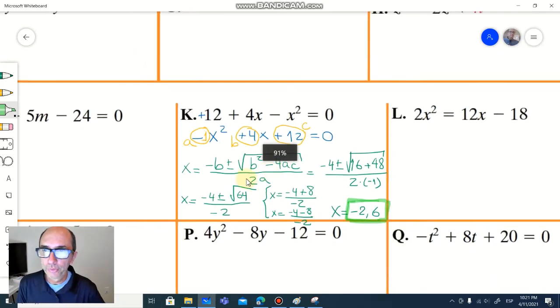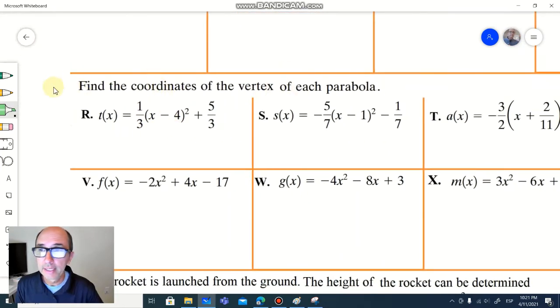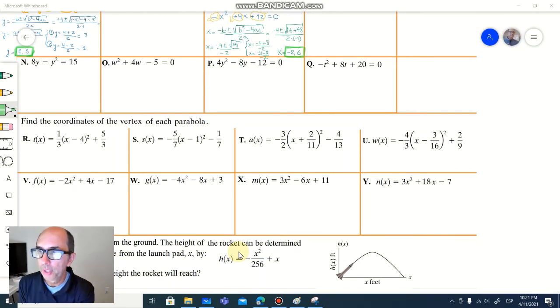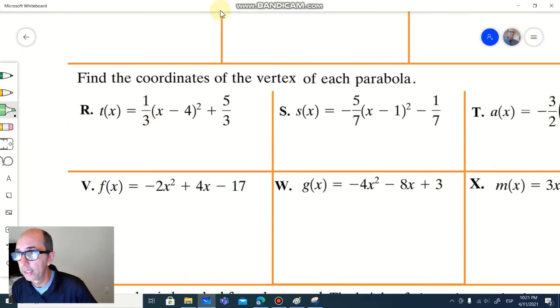Alright, now moving to the other kind of question you're going to find, this kind of question here. Find the coordinates of the vertex of each parabola. On the four initial questions, you will identify that the function is in the vertex form. So it's going to be easy to identify the coordinates of the vertex. Check it out. Remember, this is h, this is k. So h equals 4, k equals 5 over 3.